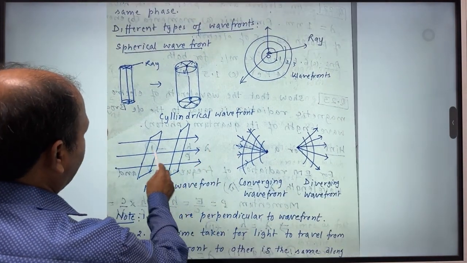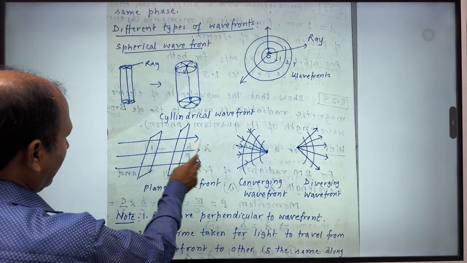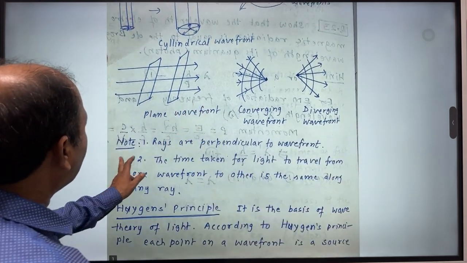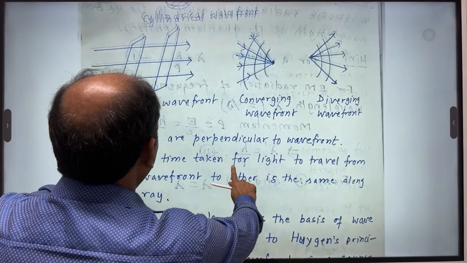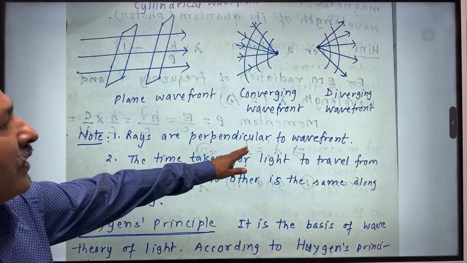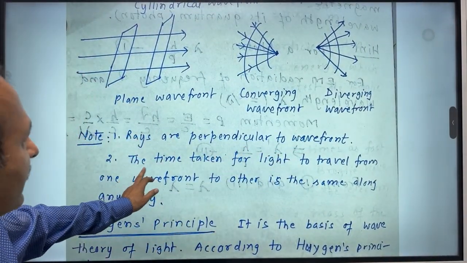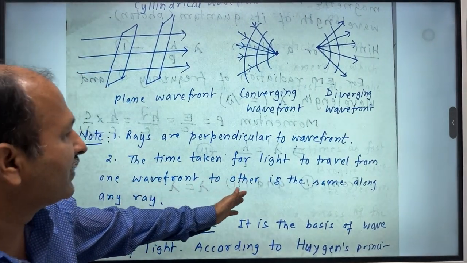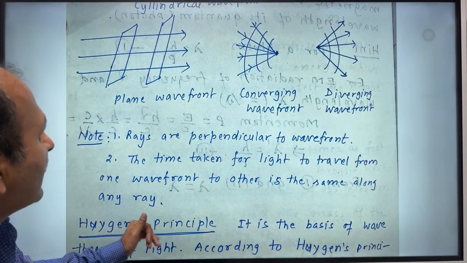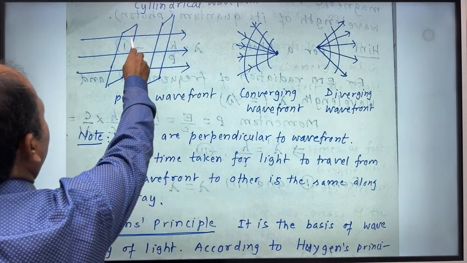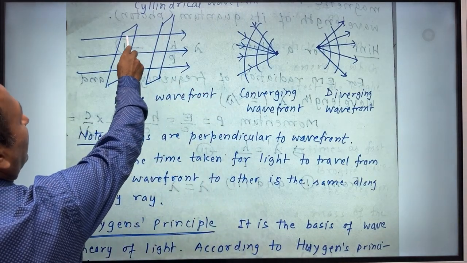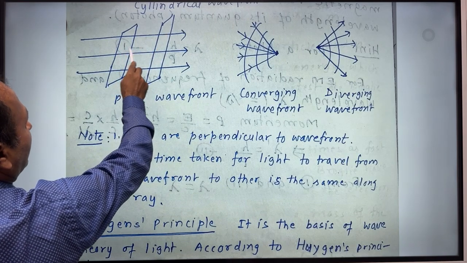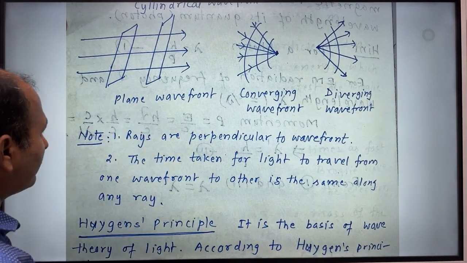Now if you observe the direction of rays and wavefront, they will be perpendicular. So here note number 1 says rays are perpendicular to the wavefront. Note number 2, the time taken for light to travel from one wavefront to another is the same along any ray. So whatever time light takes to go from here to here, or from here to here, it will remain the same.